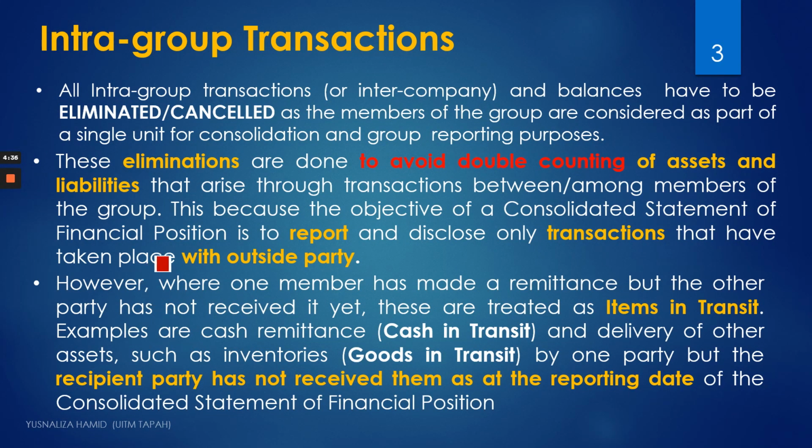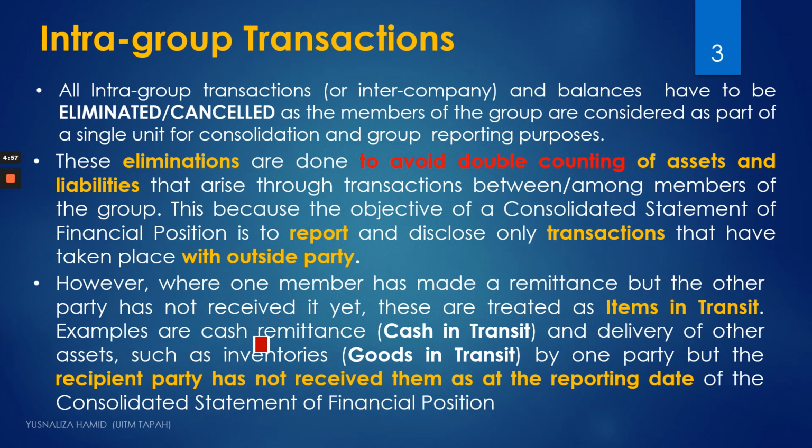However, in the case of intra-group transactions, there will be situations where one member, maybe the parent, maybe the subsidiary, made a remittance, but the other party has not received it yet, or was not aware of the receipt of this particular remittance. These are what you call items in transit.